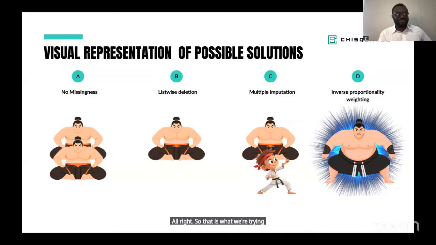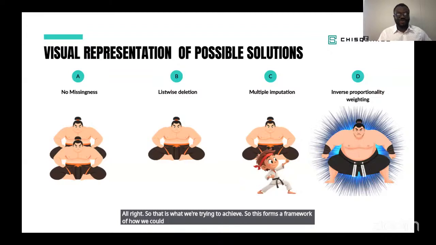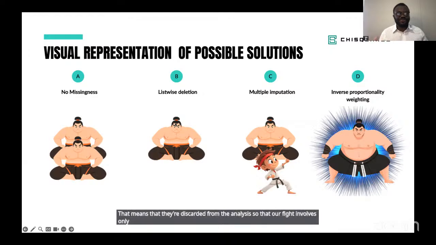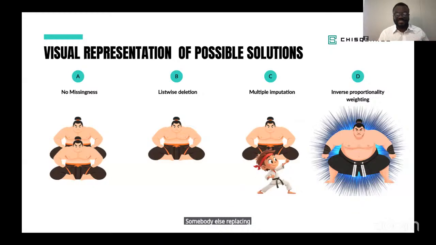So this forms a framework of how we could possibly handle missing values. We could do nothing. We could do listwise deletion, where the guys who are missing remain missing. We keep them as missing. That means that they're discarded from the analysis, so that our fight involves only one regular guy. No, he's not extra large. He doesn't have somebody else replacing him. He's just alone in the fight.